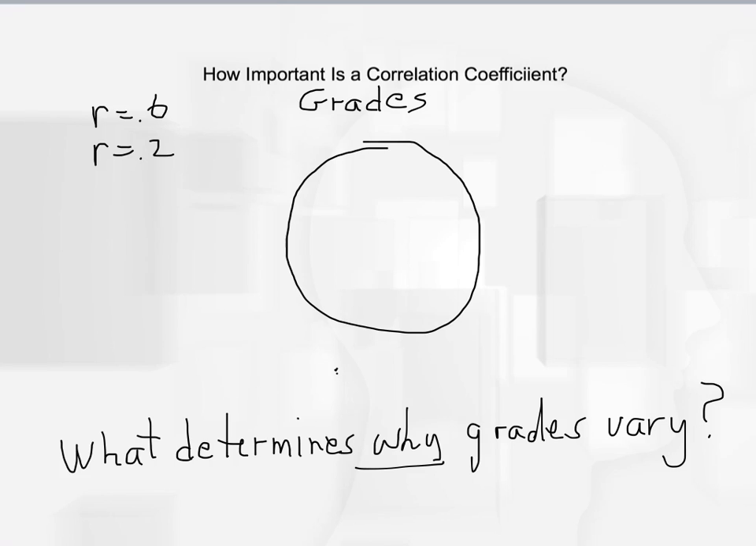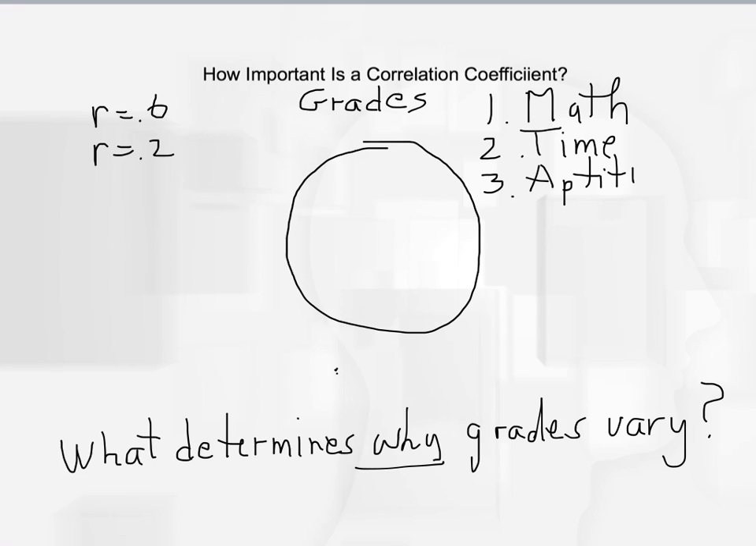Well, let's think of the various reasons. One reason grades vary is because some of you have stronger math backgrounds. You've had more math courses. Another reason why grades vary is some of you simply have more time to study. Another reason why grades vary is because some of you have higher aptitude than others, your SAT scores. Another reason why grades vary is some of you are motivated more than others.